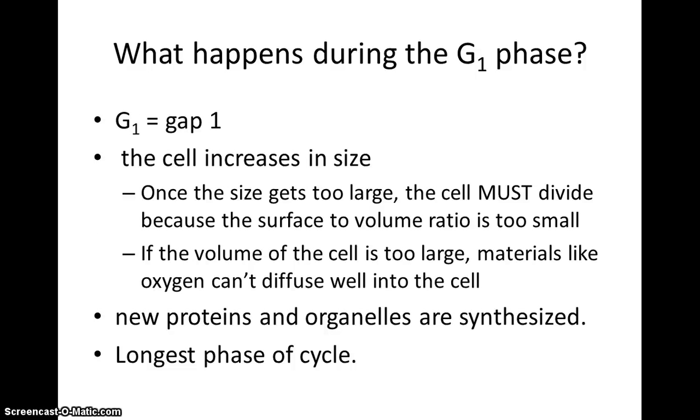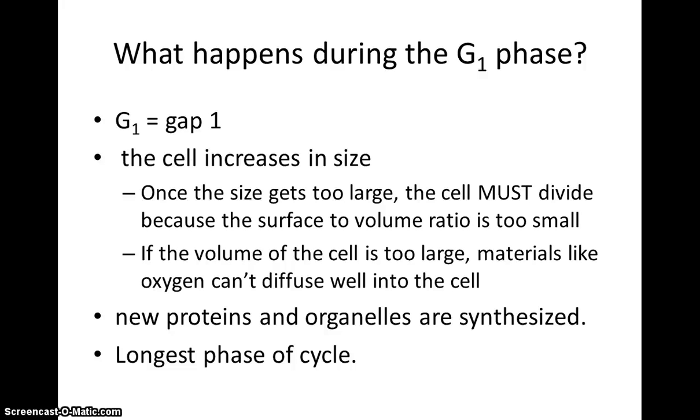So first G1, and just a reminder, G1 equals gap 1, like I just said. And the main thing that happens here is the cell is going to increase in size. So a couple reminders here, like we already saw, when the size of the cell gets too large, this is going to prompt the cell to really have to divide, because that surface to volume ratio really becomes too small. So that means there's too much volume inside, not enough surface outside. The consequence of that is that materials like oxygen cannot diffuse well into the cell, also sugar, and also bad things can't get out, like CO2 can't get out. This can kill the cell, so this is very important that that ratio is appropriate.